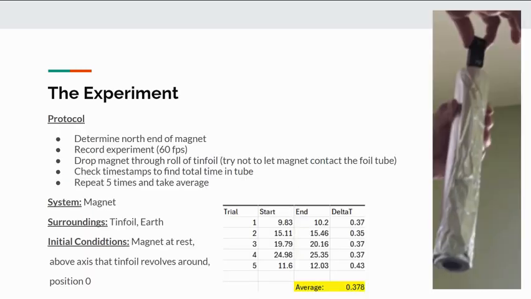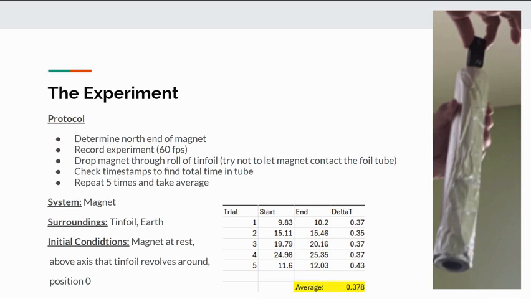So for the experiments, this is not a clear picture, but it's okay. It drops, and then the protocol: you determine the north end of the magnet, though it doesn't really matter. And then I recorded the experiment at 60 frames per second and dropped it. I checked the timestamps and then repeated it 5 times to take the average.